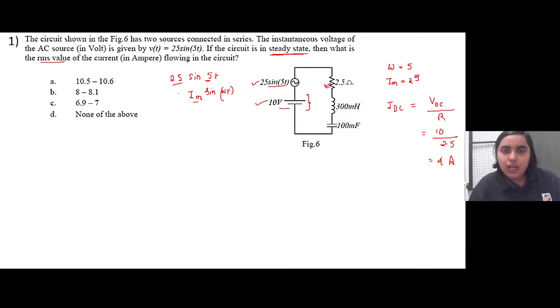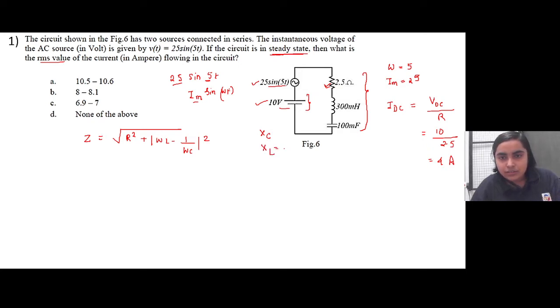The IRMS current that will be flowing will be equal to voltage divided by the total impedance of the circuit. So let us first calculate the total impedance of the circuit, which is given by Z, that is square root of R square plus (omega L minus 1 by omega C) whole square, because we have capacitance and inductance, right? This is minus j by omega C, and this is j omega L. You haven't been taught this one, right?